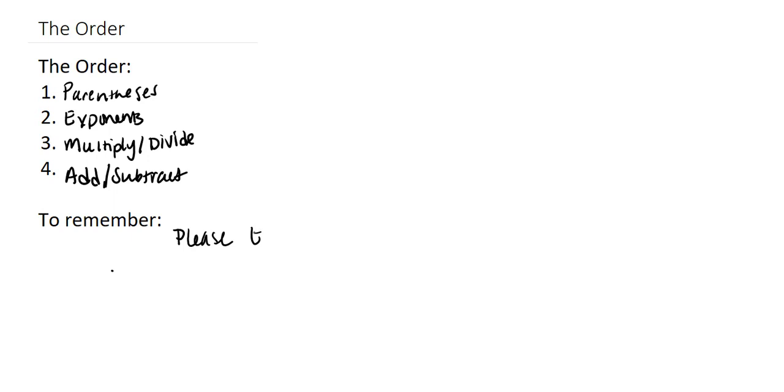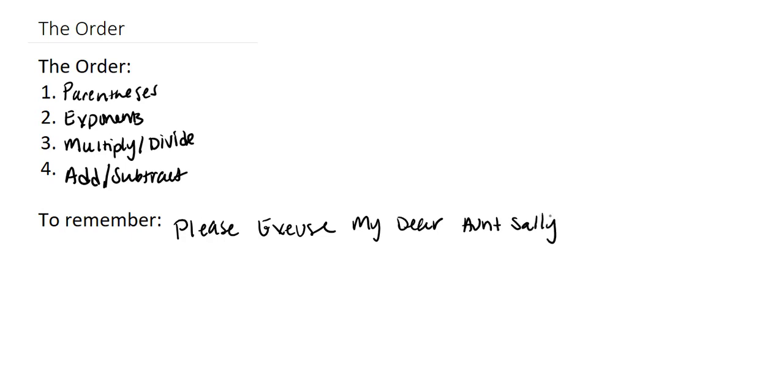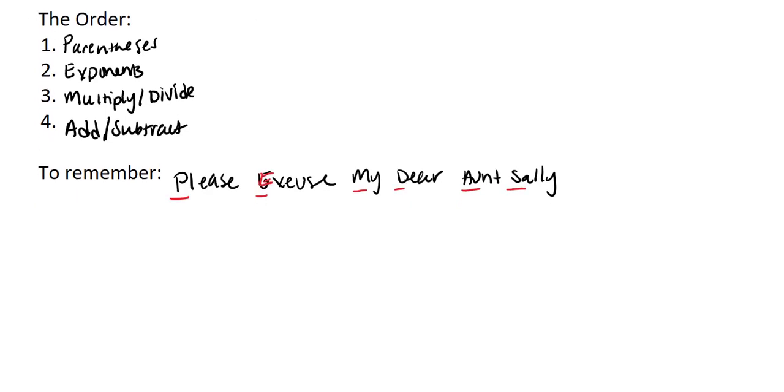Now, one way that people remember this is through "Please Excuse My Dear Aunt Sally." The P is for parentheses, the E is for exponents, and so forth.